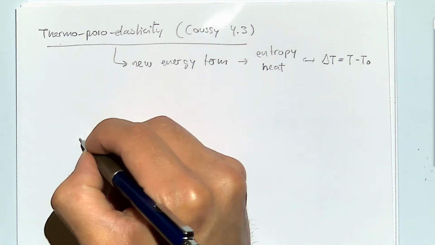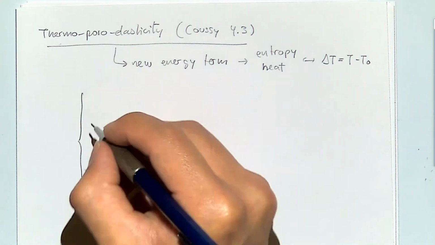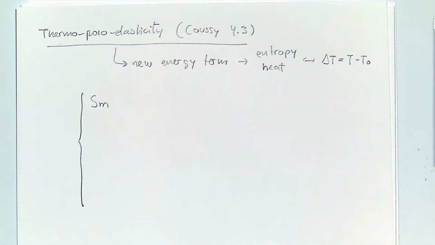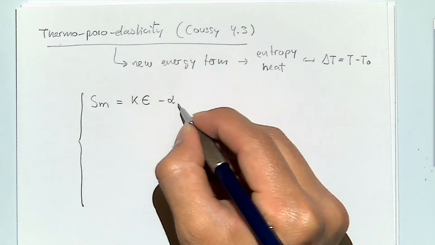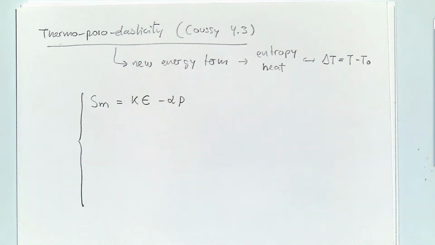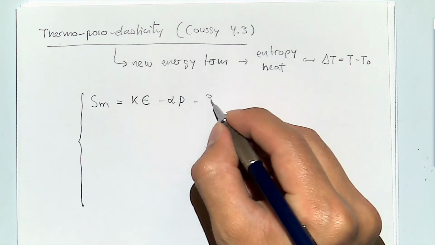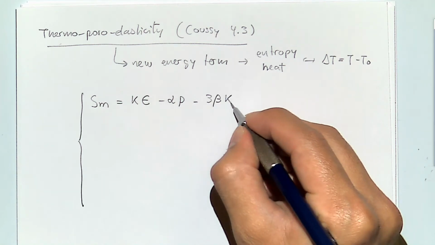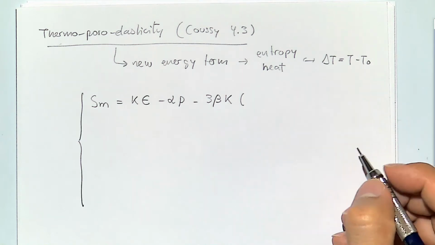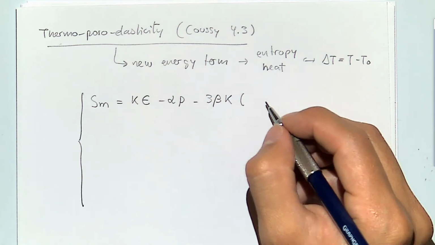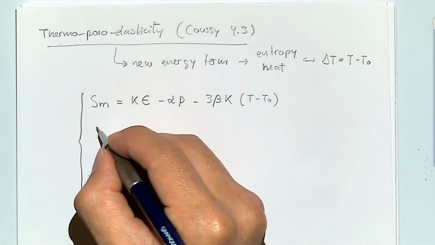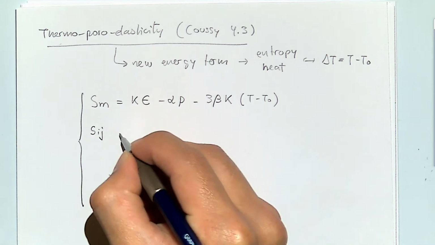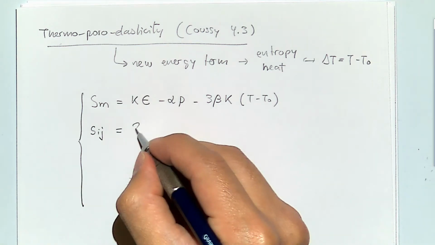And therefore, after you do all of that, your equations are going to look like this, with poro-elasticity and the thermal part. The mean stress for poro-elasticity, we knew that it looked like this. Now we're going to have an additional term for the mean stress, which we have already seen before: 3 times beta k, where k is the bulk modulus, times the difference of temperature. Shear stress. Do you think temperature is going to change shear stresses?